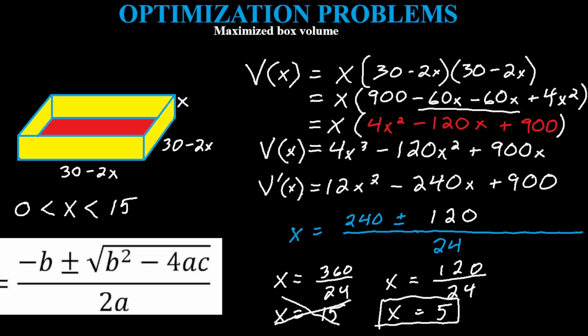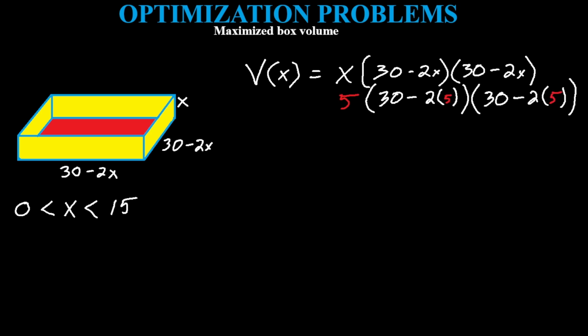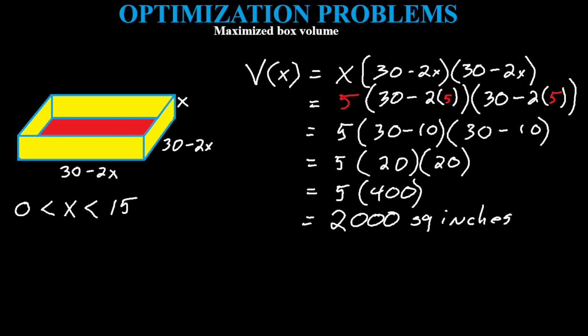But that still doesn't give us the volume. So we go back to the original equation and substitute in a 5. Substituting 5 in place of all the x's gives us 2,000 square inches. And just one final thing that I want to take a look at.